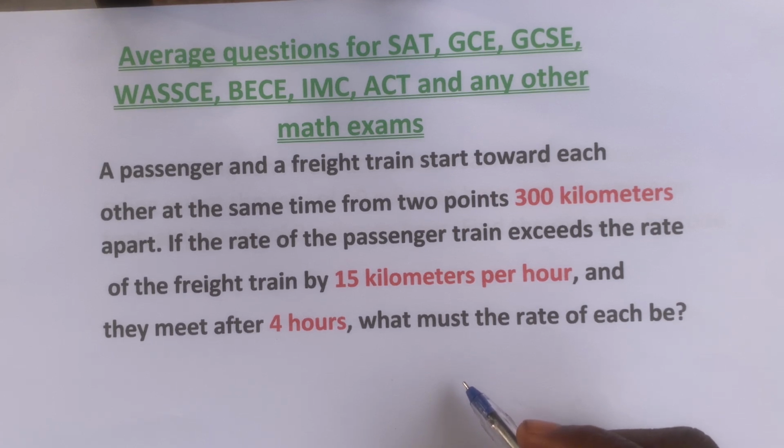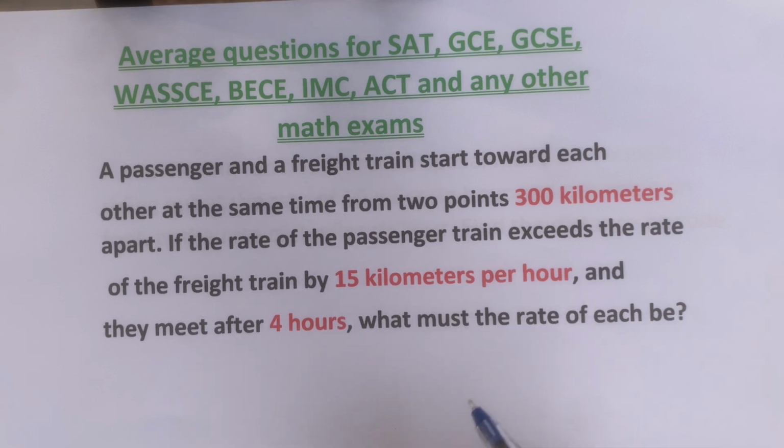Say a passenger and a freight train start towards each other at the same time from 2 points 300 kilometers apart. If the rate of the passenger train exceeds the rate of the freight train by 15 kilometers per hour and they meet after 4 hours, what must the rate of each be? Wow, this is a very nice average question. So leave your answer at the comment section and let's see.